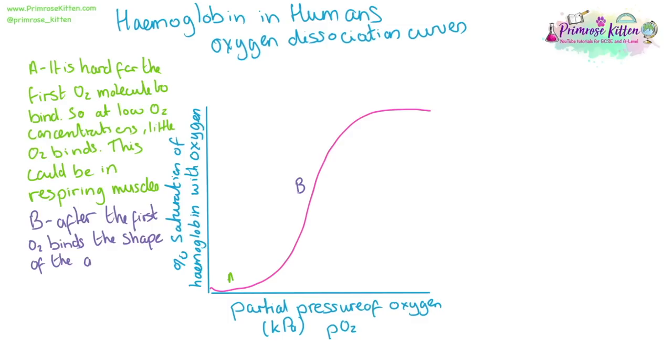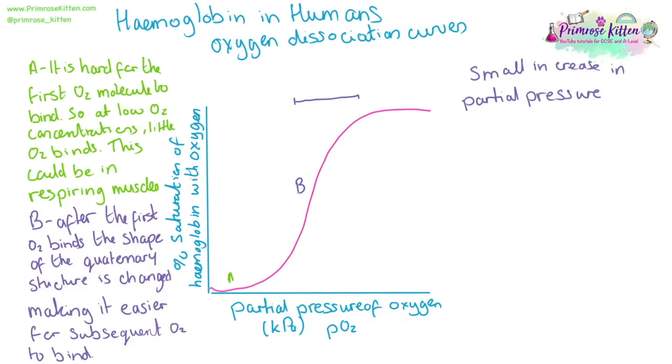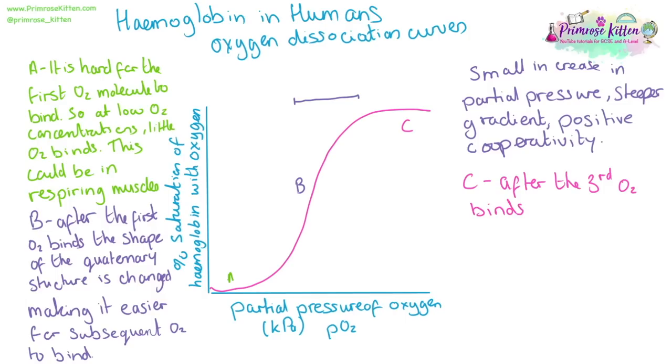At point B, after the first oxygen binds, the shape of the quaternary structure changes, making it easier for subsequent oxygens to bind. We can see this as if it's only a small increase in partial pressure, whereas a steeper gradient happens at this part of the graph. There is positive cooperation. At point C, after the third oxygen molecule binds, it is harder to bind the fourth and the last oxygen.